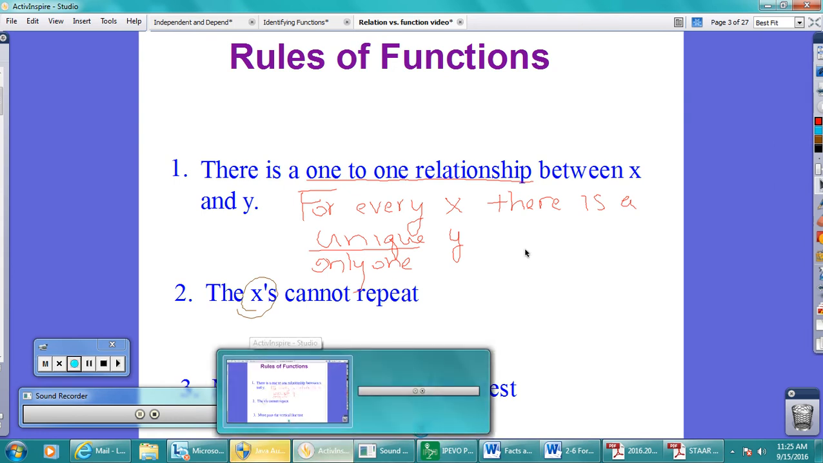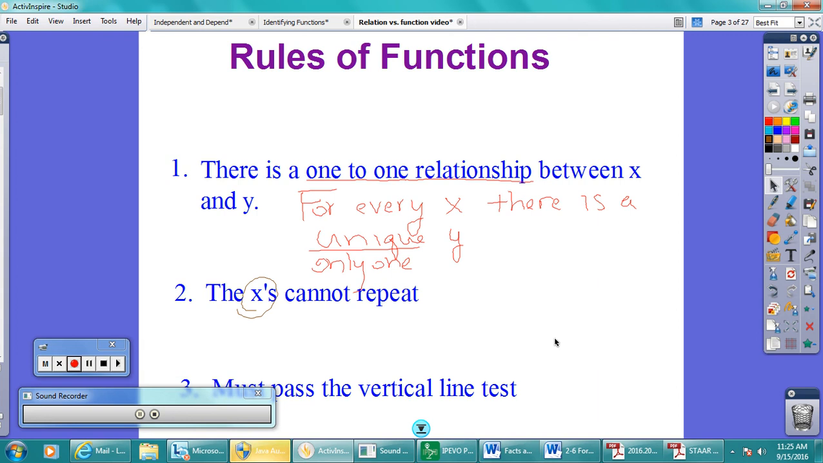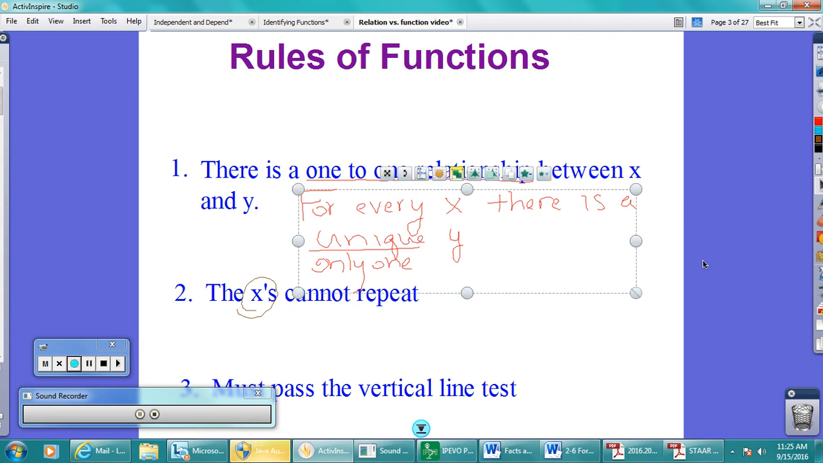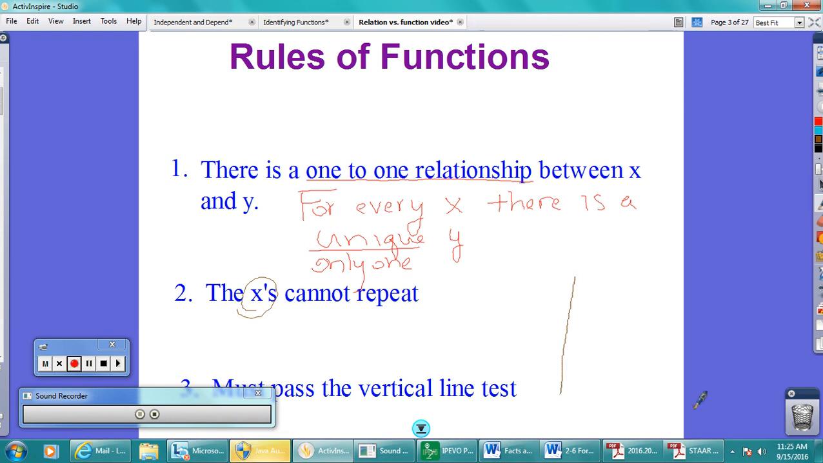Okay? It must pass the vertical line test. Now, what is a vertical line? A vertical line is a line that's up and down. This is a vertical line. And this is going to apply to graphs. The vertical line test is going to apply to graphs. The x's can't repeat can apply to a graph, can apply to a table, a mapping, and a list of input and output values. Okay?